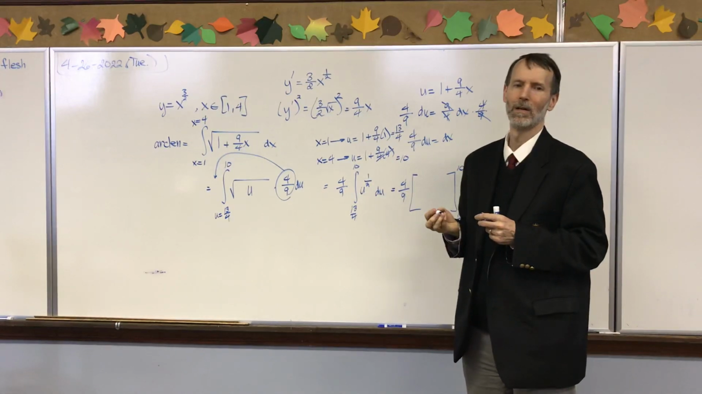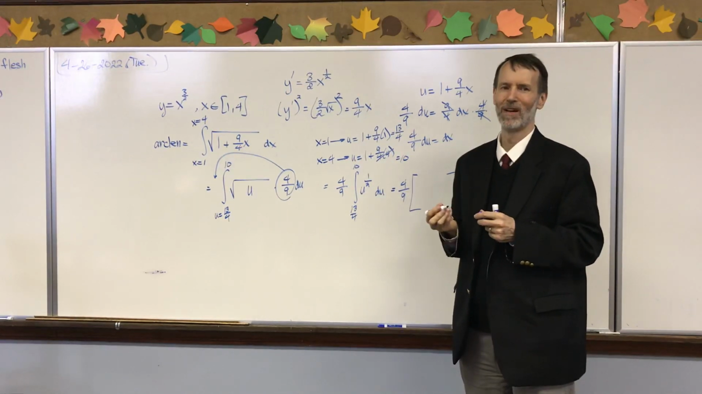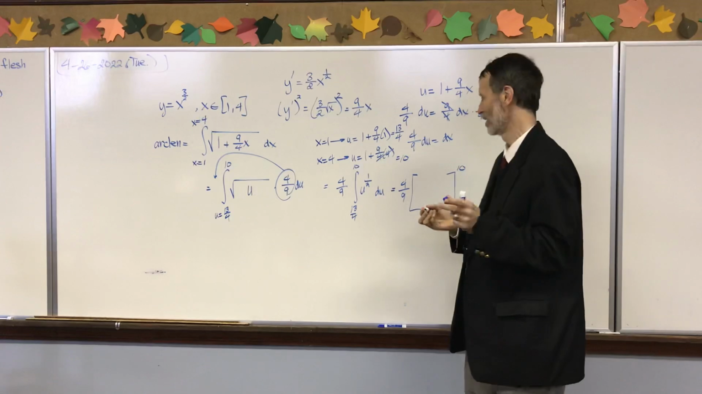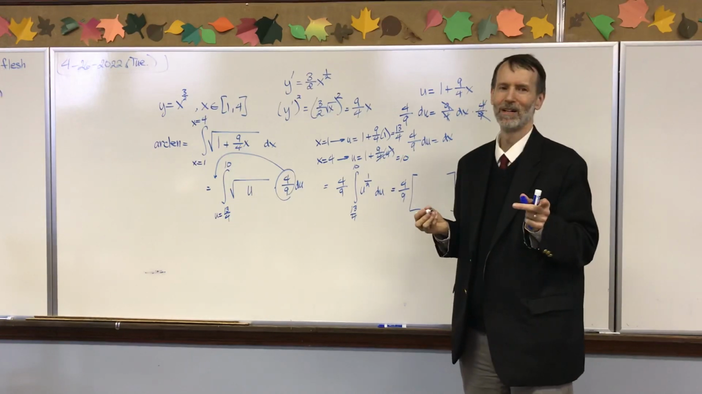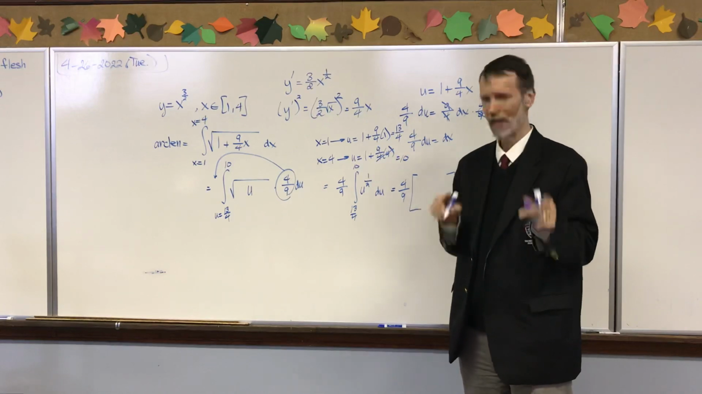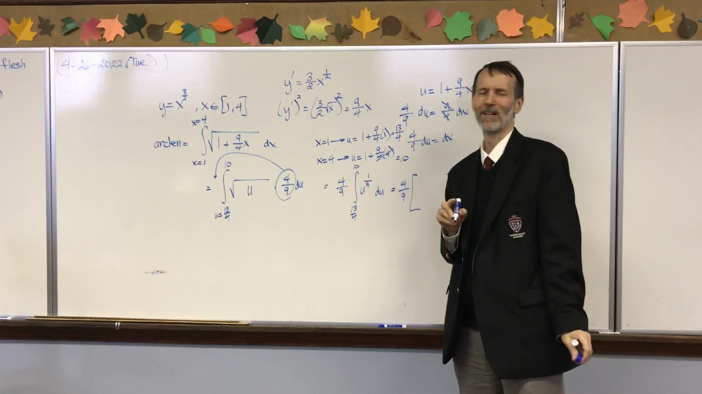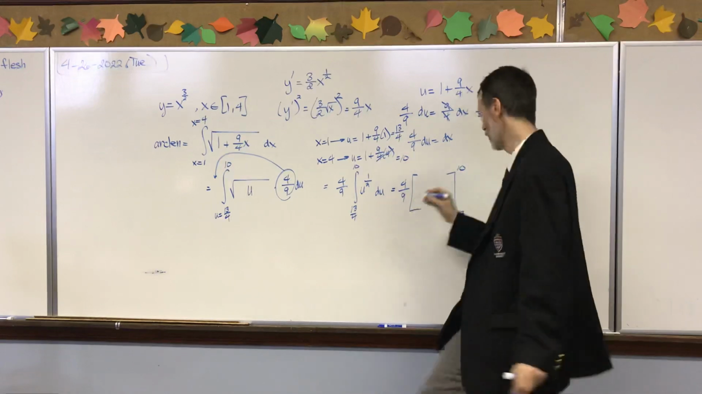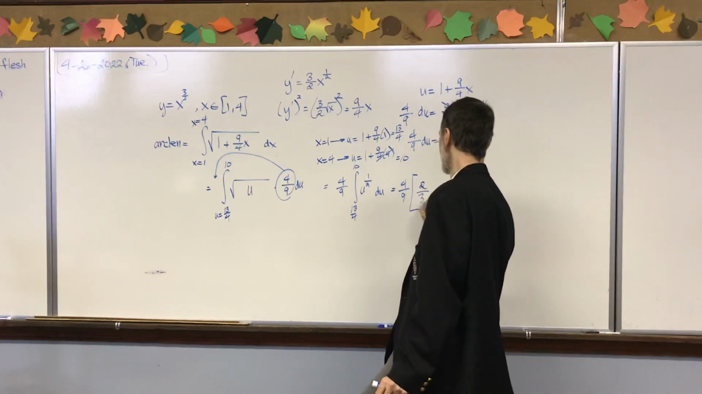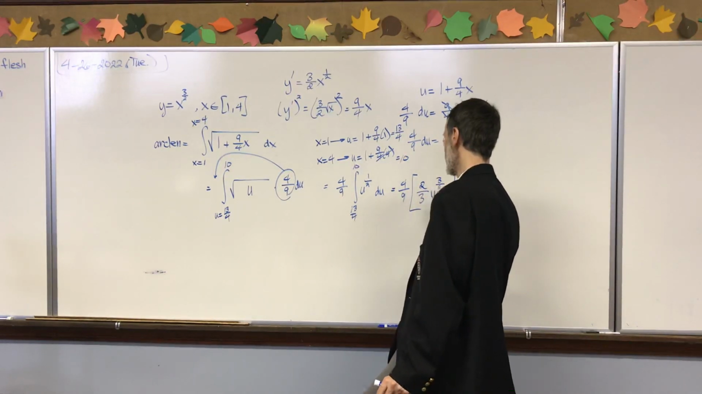What's the new power? 3 over 2. And then what? Then don't you divide it by 3 over 2? Divide by 3 over 2. How do you divide by a fraction? You multiply by the reciprocal. Right. So it's 2/3 u to the 3 halves.